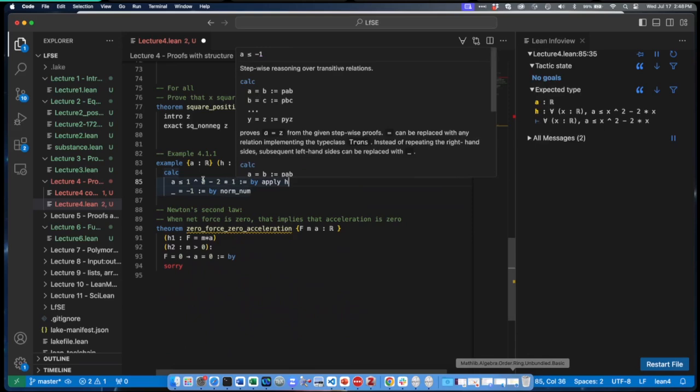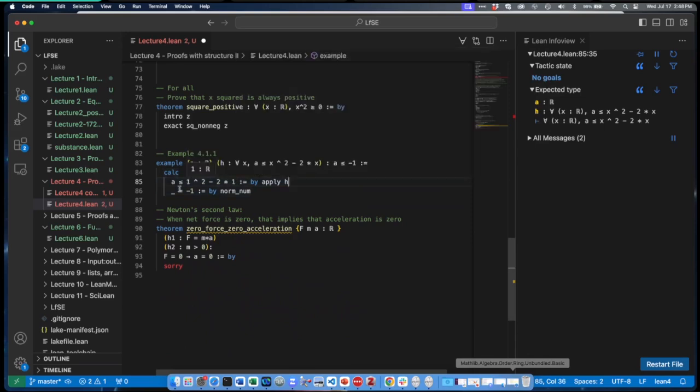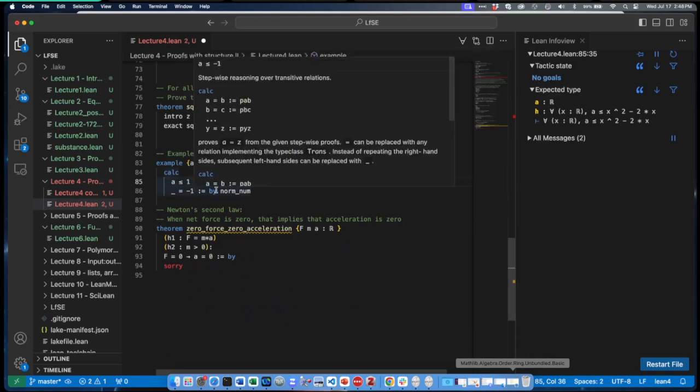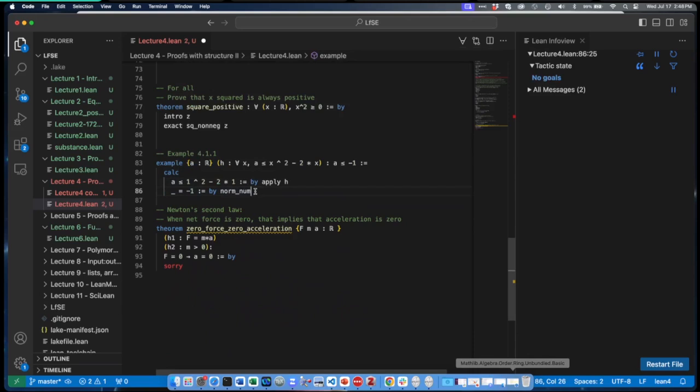Then I know the right-hand side of this inequality statement. I can go and prove that 1 squared minus 2 times 1 is equal to -1. I can prove that statement with norm_num, and now I've proven a is less than or equal to -1. So that is an illustration of a way to use the apply tactic when the existential is on the assumption side. We can use the intro tactic when it's on the goal side.